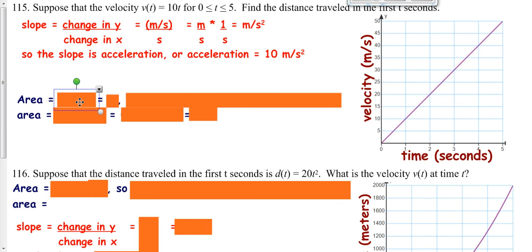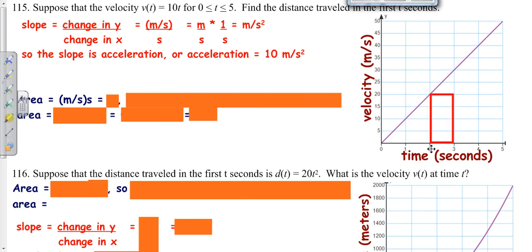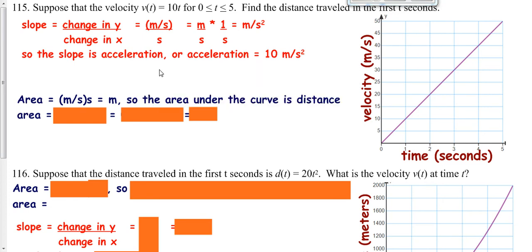Now, area is going to be the units of your up and down times the units of this. Because if you were going ahead and doing it, you would go this side here, meters per second, times this side here of seconds, and then you multiply them out and you get meters. Well, meters is the units for distance. So in this case, the area underneath our curve is distance, and that's what we're looking for.